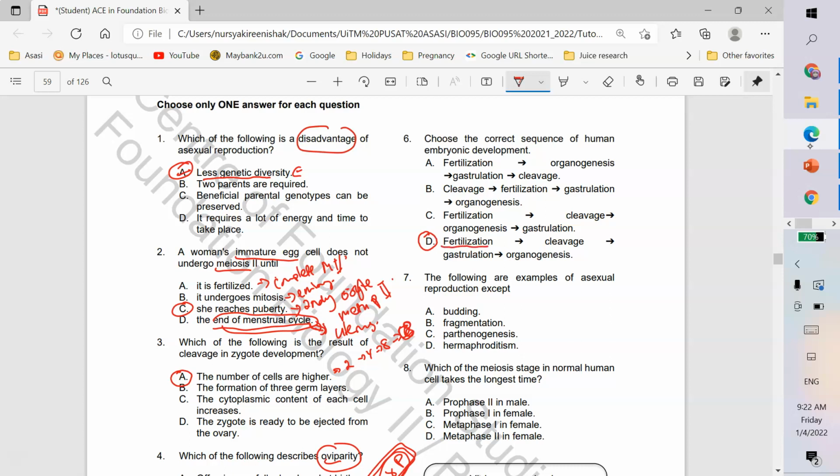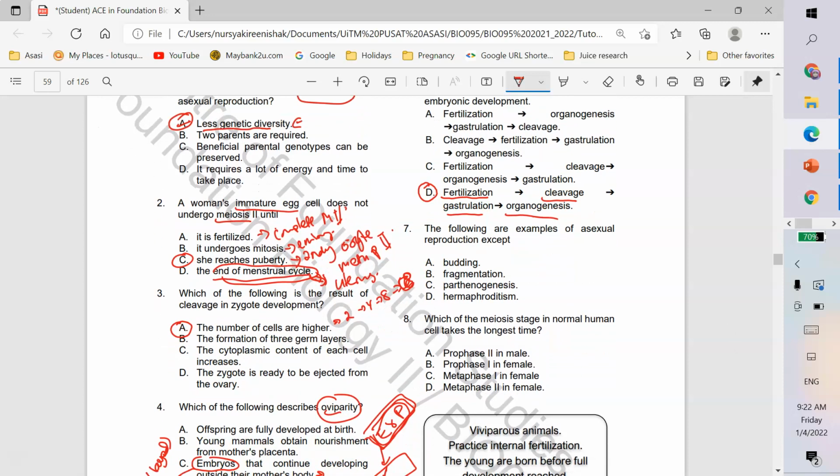So fertilization, rapid cell division. Fertilization and then cleavage and then gastrulation and then organogenesis. Okay, so please make sure that you know what happened in each of these stages. Sorry class, kejap. Okay, next one is Jasreen, number 7.